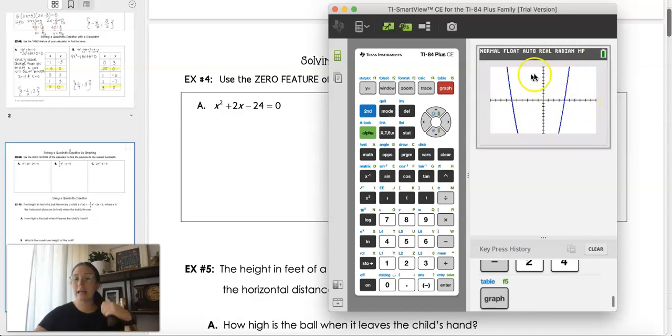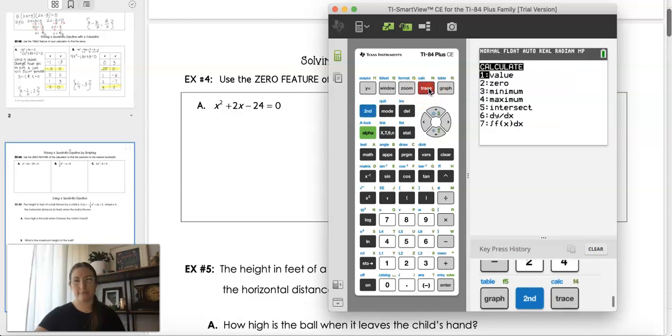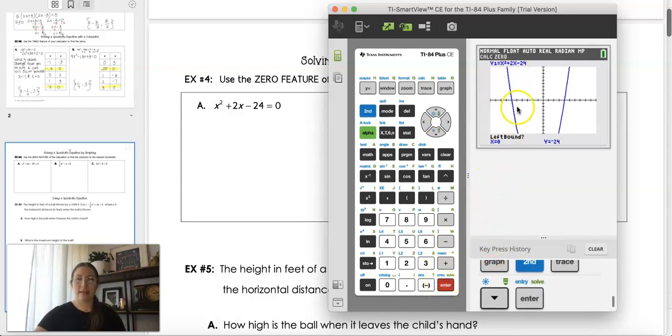So to calculate anything on a graph, or anything to do with a graph, you're going to be using these buttons up here. And notice on top of trace, we have calculate. So we're going to hit second calculate, or second trace. Okay, we are trying to find zeros, so we're going to find a zero. Press enter. So you're going to go to the left of the zero. My little bug is off the screen, so I'm going to go to the left until I can see my little buggy.